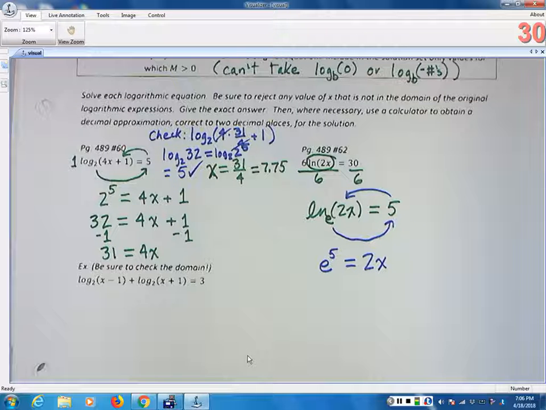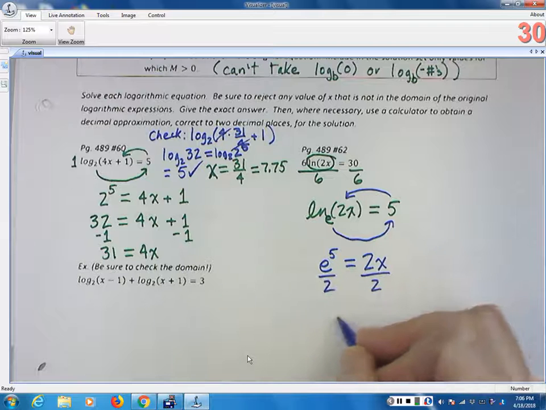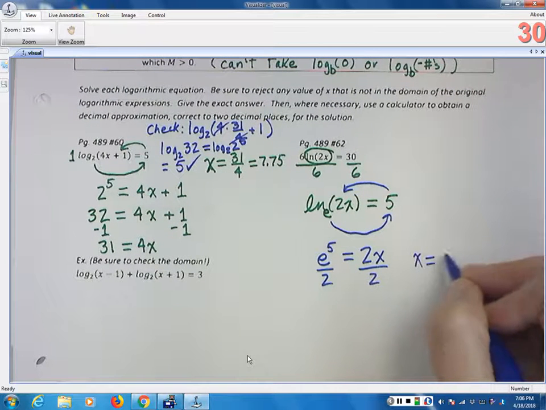Don't take the natural log of both sides all of a sudden. e to the 5 is a constant. So if you put that in your calculator, there's no x in this one, so that's a constant. We're just going to solve for x by dividing by 2. The exact answer is that x equals e to the 5 divided by 2.